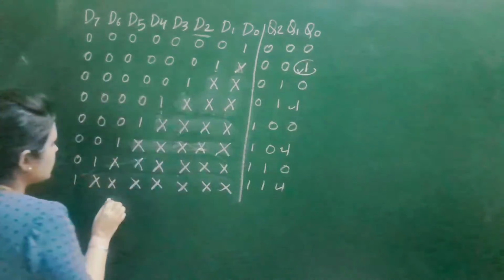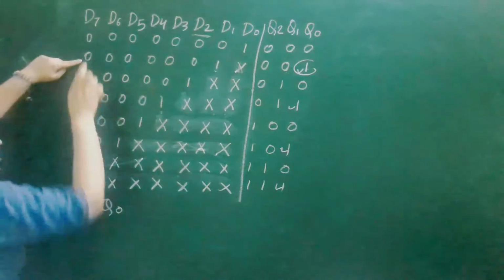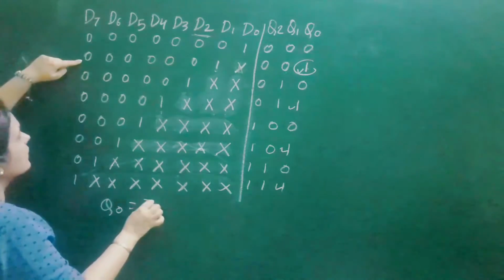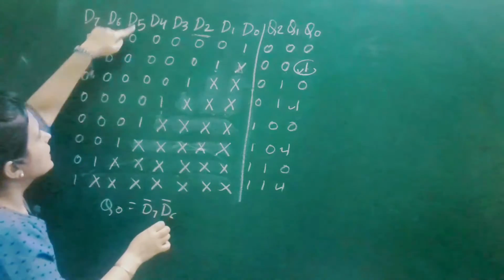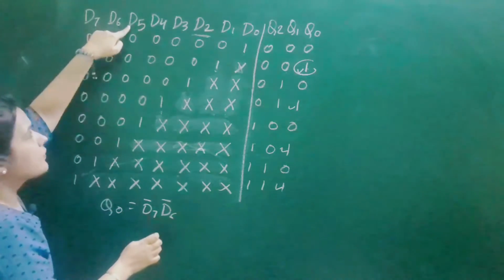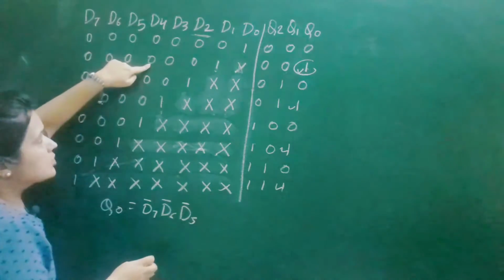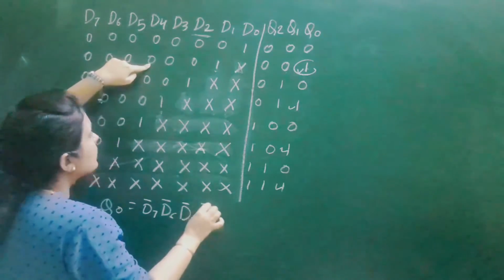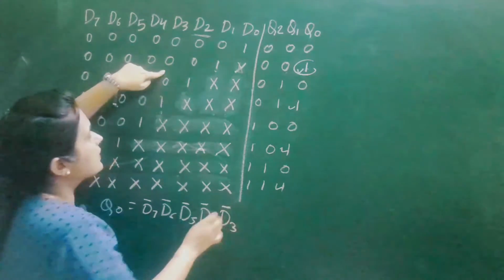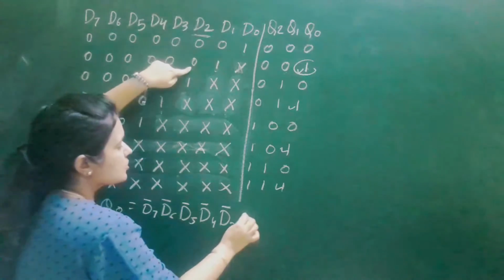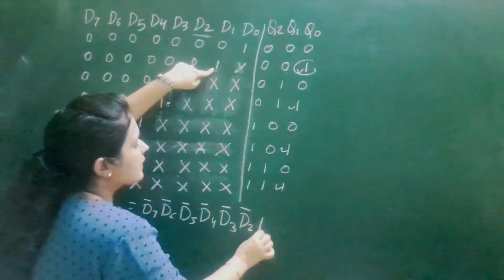The expression will be: when D7 is 0, we write complement of D7. When D6 is 0, we write complement of D6. D5 should be 0, so we write complement of D5. D4 should also be 0, so complement of D4 as well. D3 should also be 0, so complement of D3. D2 should also be 0, so complement of D2. But D1 should be 1, so we simply write D1.